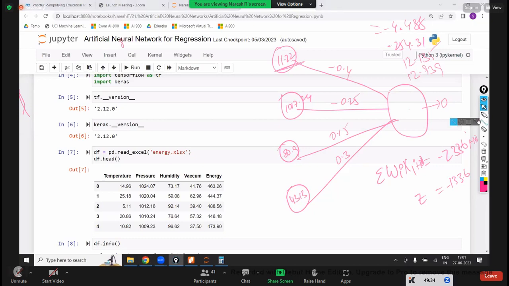It will calculate the sigma of Y minus Y hat whole square. It is going to calculate this one: original value minus predicted value. Predicted value is 0, original value is there. Whole square it is going to do. Overall, it is going to do the sum. A very big number it will get. Total will be a very big number.